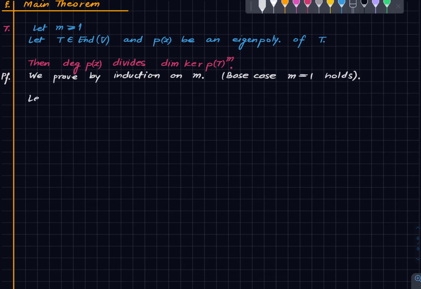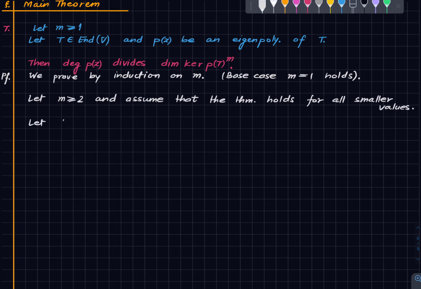So let m be greater than or equal to 2 and assume that the theorem is proven for all smaller values of m. Okay, and yeah, so we want to prove it for this particular m. So one reduction we will make is a very simple one. We will define this endomorphism, right? This is a T-invariant subspace and we are just restricting our endomorphism to that.